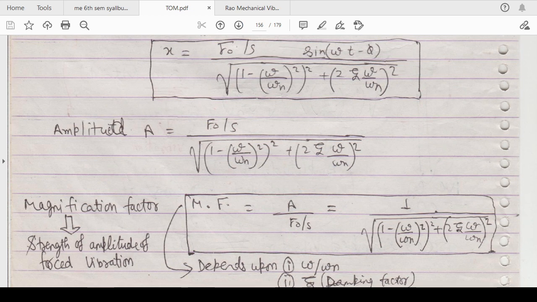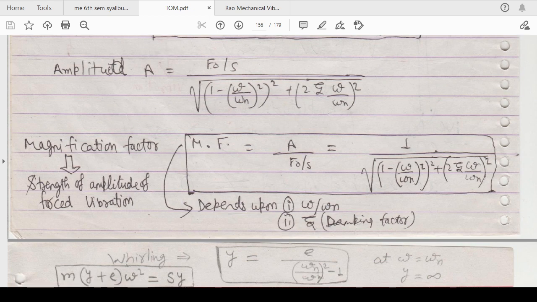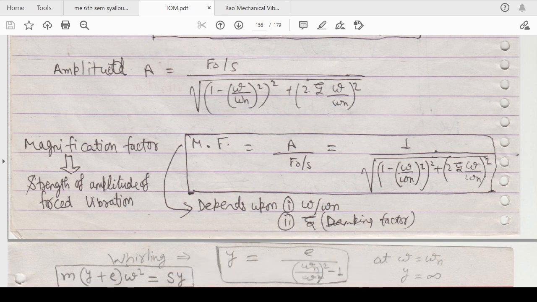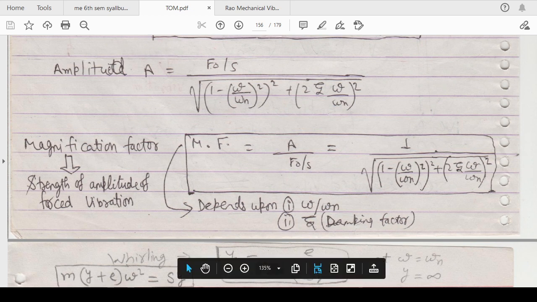This means the solution is x equals A sin(omega t minus phi). Now, in most exams they ask questions on magnification factor. Magnification factor is the strength of the amplitude of forced vibration, and its formula is amplitude divided by F0 by s. In this way you can calculate the magnification factor.